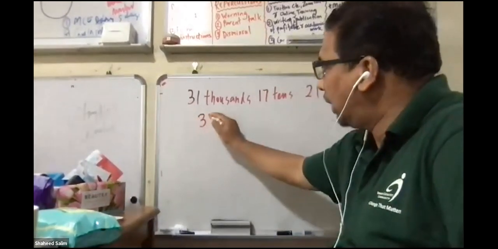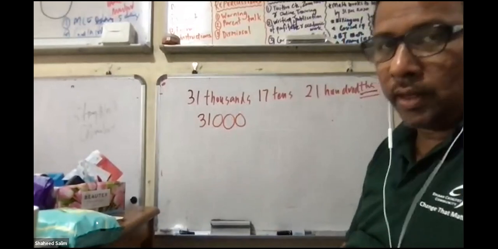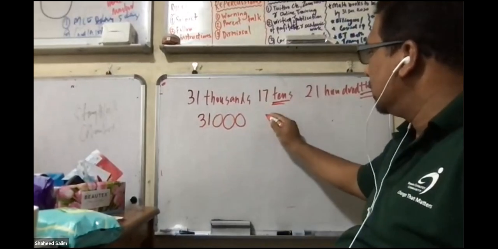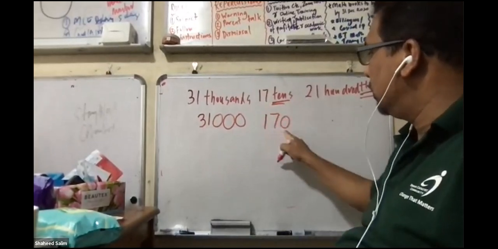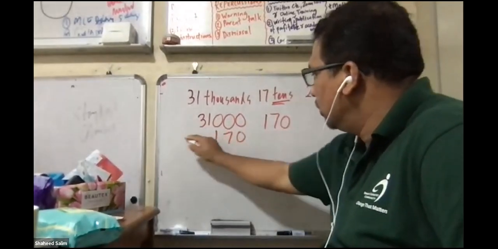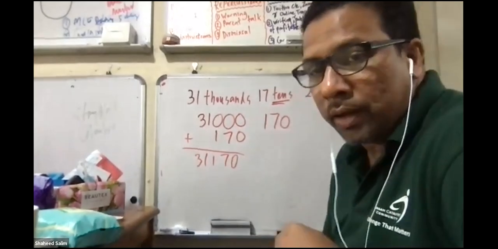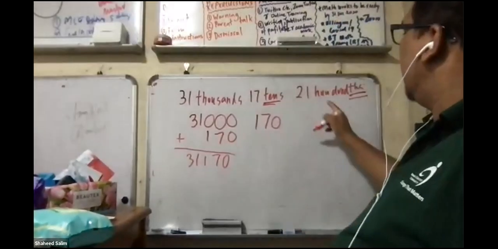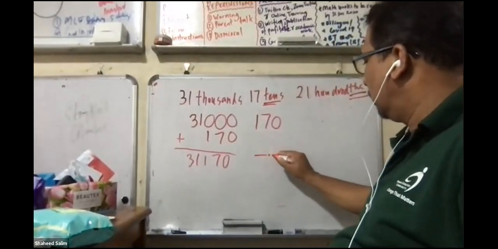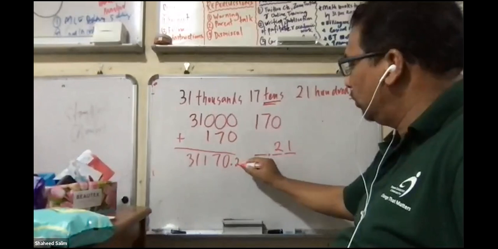This is 31,000. How many zeros? 1, 2, 3. You can write it like that, no problem. 17 tens. 10 got how many zeros? 1. So you write 17 with 1 0. Now you can add down here. 31,170. First of all, check whether it's 31,170. Now down here is after the dot. So let us put down ones, tens, hundreds, 21 hundredths. So 0.21.